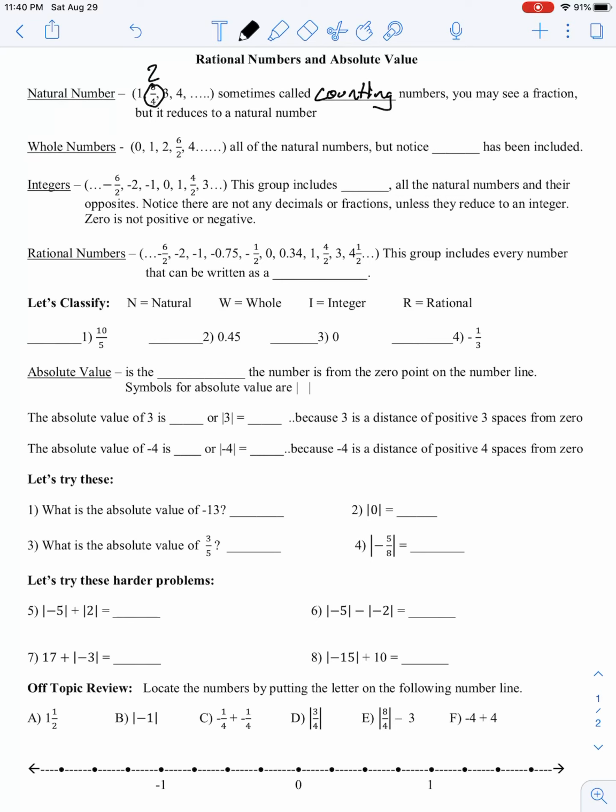Next on our list we've got our whole numbers. This is the exact same list as above, but whole numbers are going to include one more number than before, so we're going to add 0 to our list here.